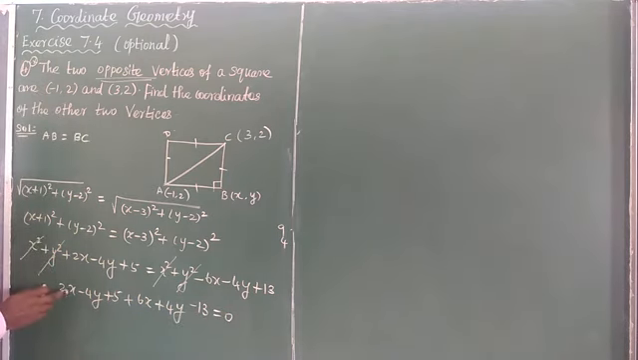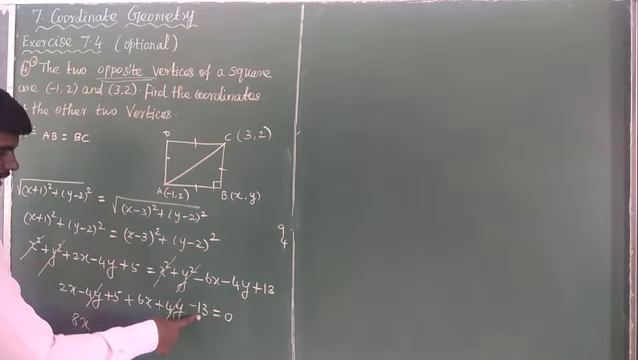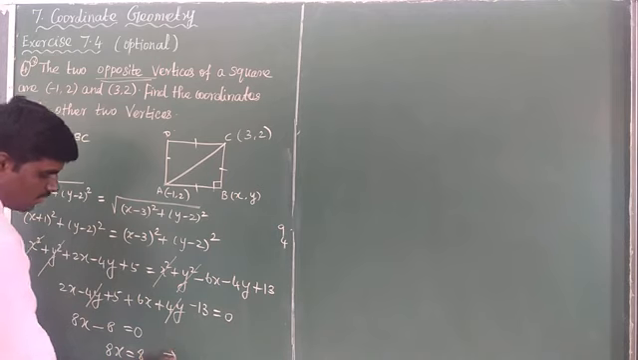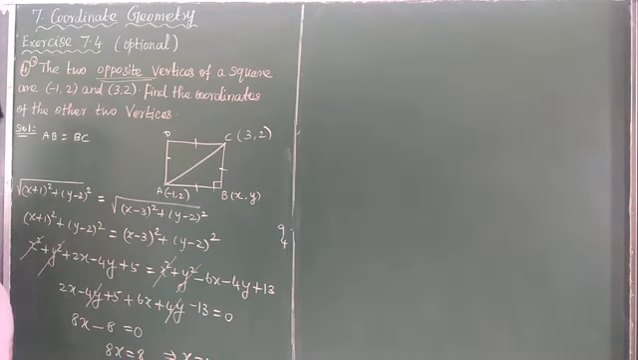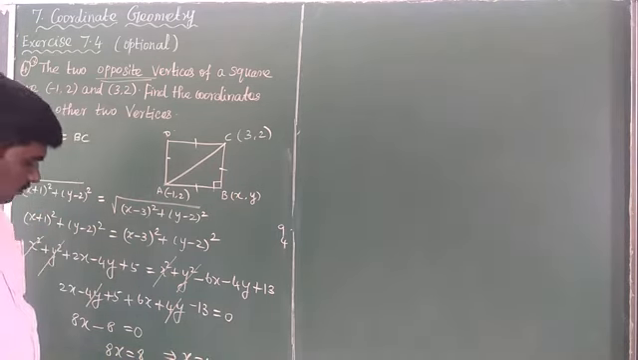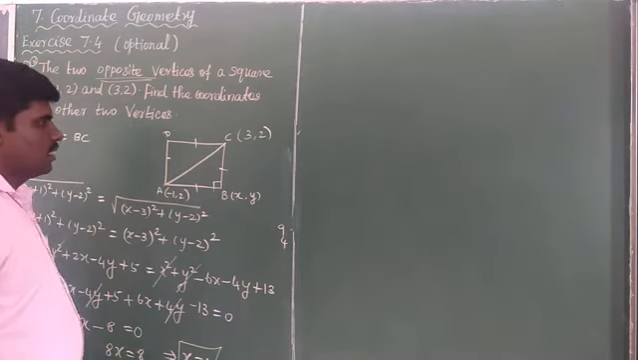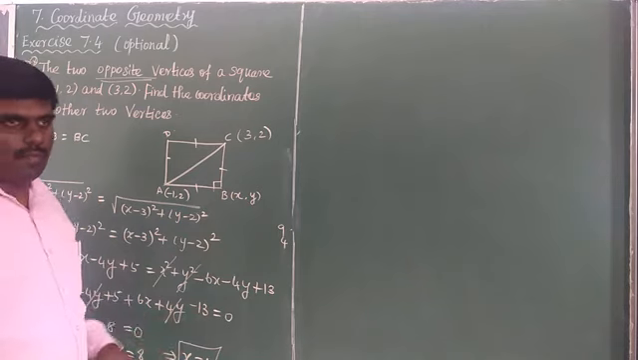Simplify: 2x plus 6x is 8x, and minus 4y plus 4y cancel. Then 5 and minus 13 leave minus 8, equal to 0. So 8x is equal to 8, that is, the value of x is equal to 1. Is that clear? Next step. We have found the value of x, and next I find the value of y.